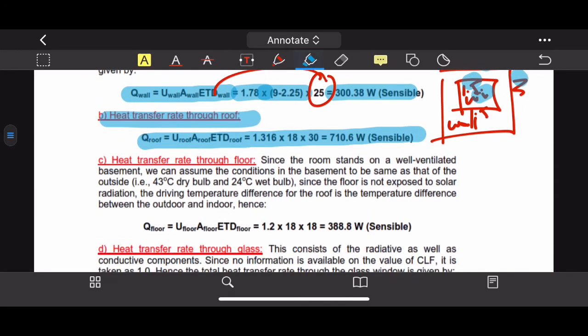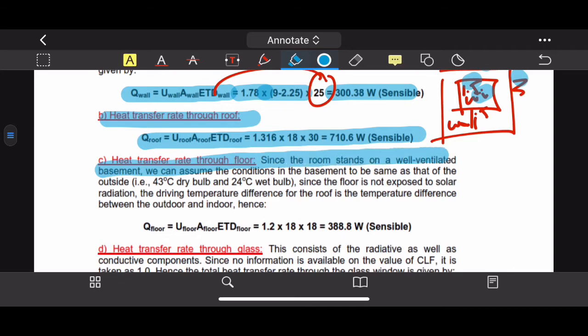Through the floor, since the room stands on a well ventilated basement, that means the room has a basement and the basement has some windows. We can assume the condition of the basement to be the same as outside. Now this is very important. If there's good ventilation of that space, the condition will be the same as outside. This must be kept in mind when you do this sort of question. Alright, so it will give you the outdoor condition as well.